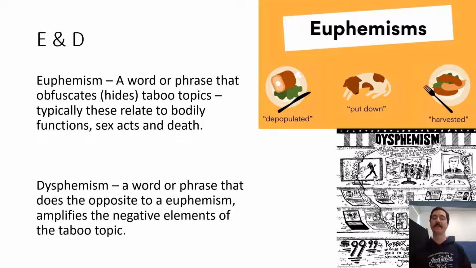And remember, bodily functions, sex acts, and death are the main items that need to be euphemised, or have euphemisms made for them. And dysphemism is just saying that thing directly, or even making it more extreme, making it more blunt.